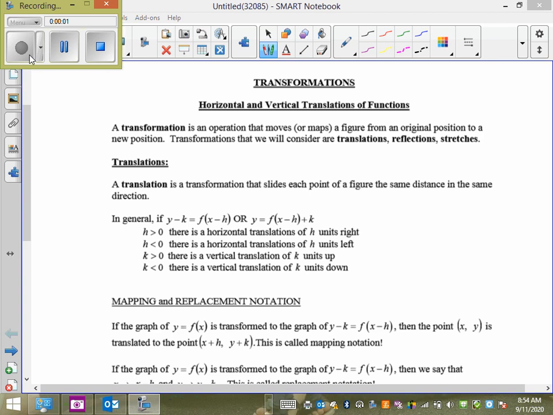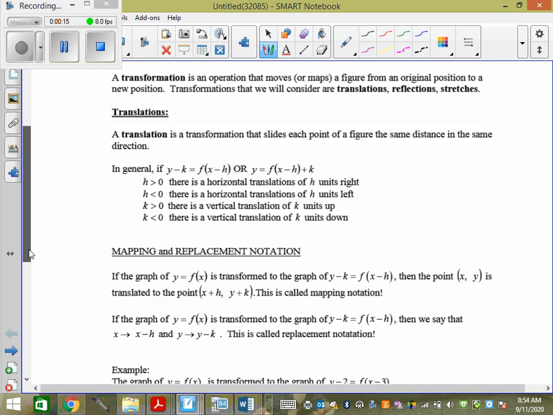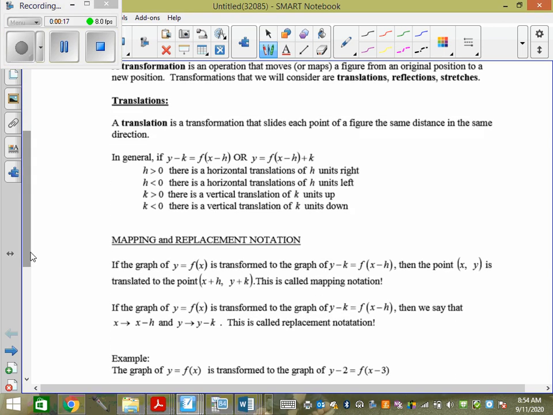We have horizontal and vertical translations of functions. A transformation is any operation that moves or maps a figure from an original position to a new position. Transformations that we'll consider are translations, reflections, and stretches. Translations. A translation is a transformation that slides each point of a figure the same distance in the same direction.